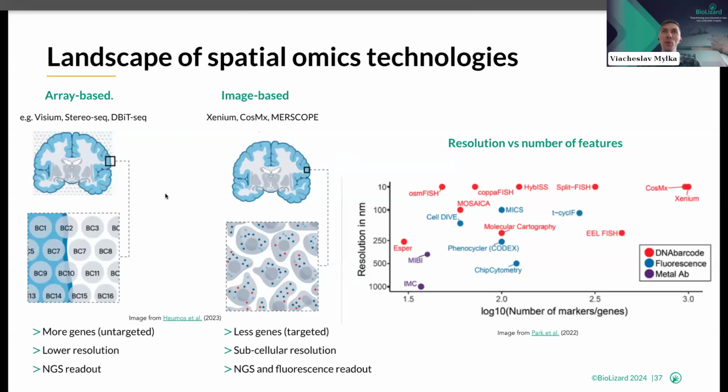If we look at this plot to the right, which profiles different spatial proteomics and transcriptomics technologies, taking into account the resolution and the number of markers, we can see that for now proteomics technologies still have lower complexity, so they can capture fewer proteins compared to transcriptomics technologies, which again might explain the popularity or fast adoption of spatial transcriptomics in recent years.